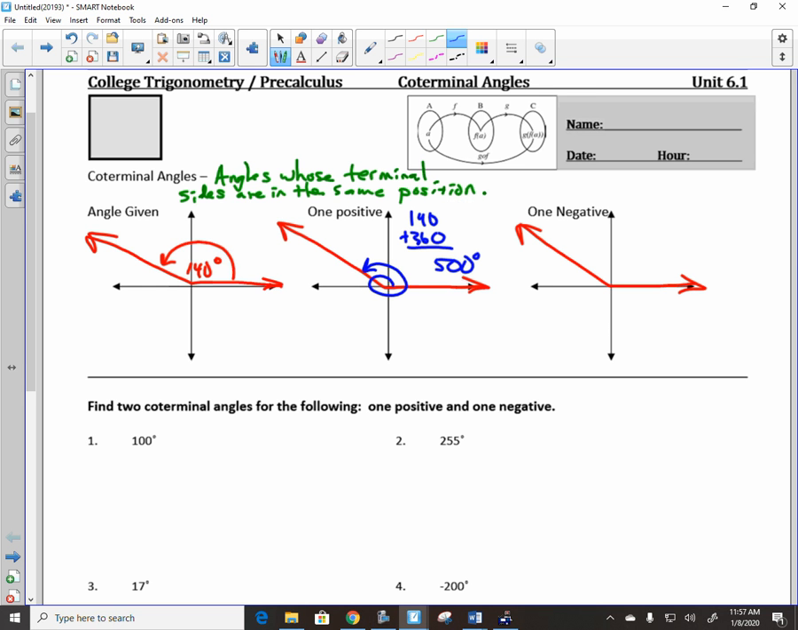All right. One negative. If I go the opposite direction, you can see I get 140 minus 360, which would be negative 220 degrees. So 140 degrees, 500 degrees, and negative 220 degrees are all coterminal angles. Could I find another negative one? Subtract 360 again and again and again. So, for the purpose of this, I'm asking you to simply find 2 additional angles that are coterminal. One that's positive, one that's negative. Let's try 3 problems together.